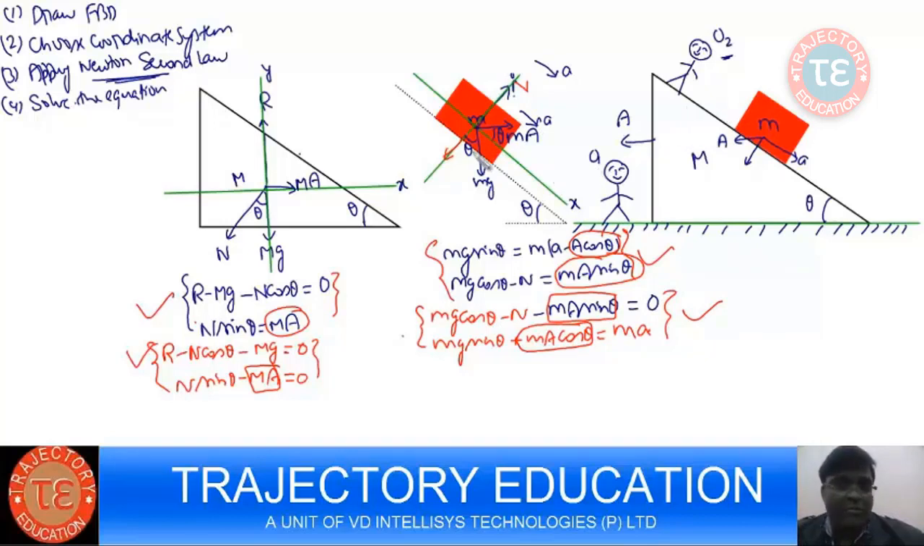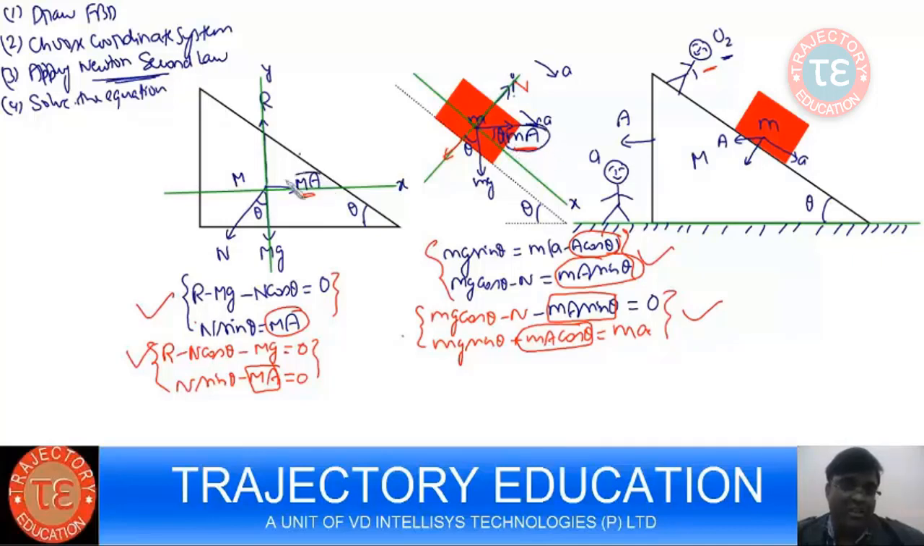So it's your choice how to do the problem. You can do the problem correlating the observation made by O1. In that case, you don't need these pseudo forces. If you want to do the problem as per the observation made by O2, then you need these pseudo forces. Why? Because this person is not eligible to apply Newton's second law. So in order to make him eligible, you have to apply these forces.